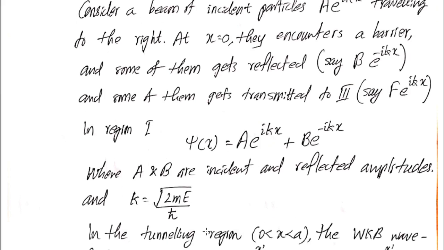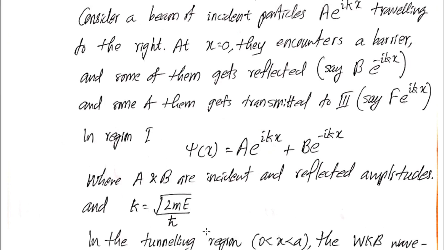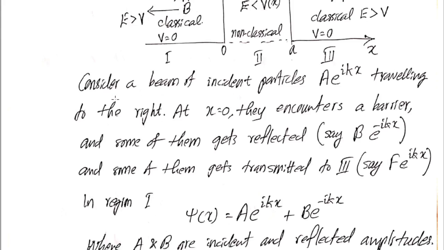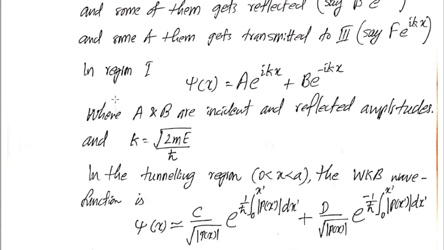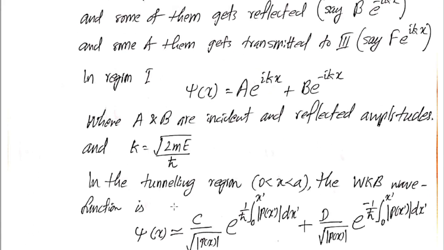Now in the tunneling region, that is, in the region from 0 to a, which is called the non-classical region, we take the WKB wave function. The WKB wave function psi of x is equal to c by root of modulus of p of x into e raised to plus 1 by h cross integral 0 to x of p of x dash dx dash, plus d by root of p of x into e raised to minus 1 by h cross.